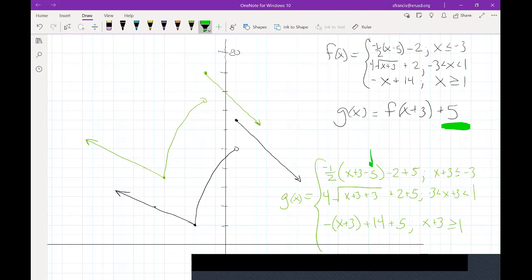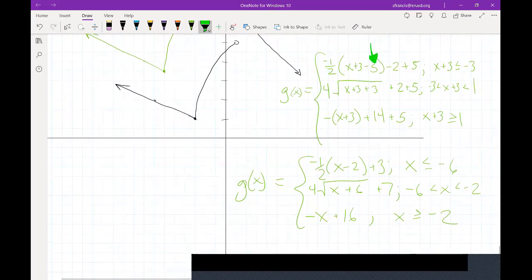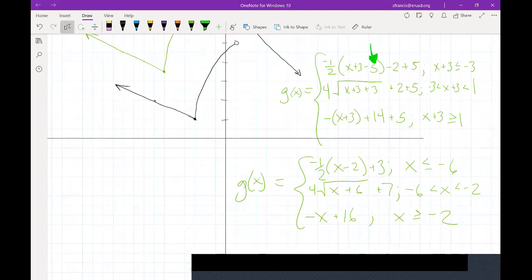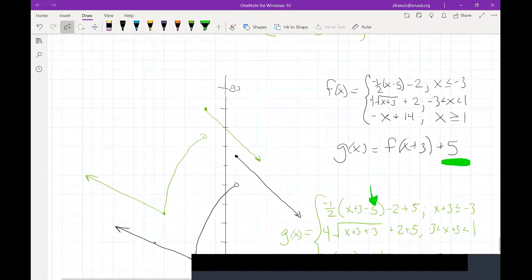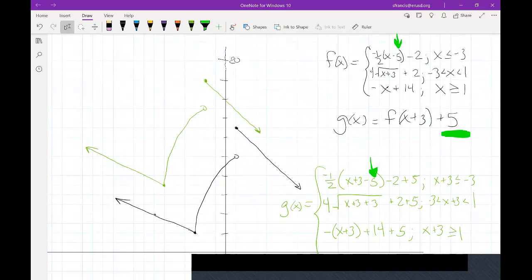This 5 over here? The most recent one. The equation of negative 1/2 x minus 5 minus 2. The one that is x is... Right here? Yes, this one. Okay, but that's the original graph of F, right? That's the graph I drew in black over here. That was this portion of the graph right here.